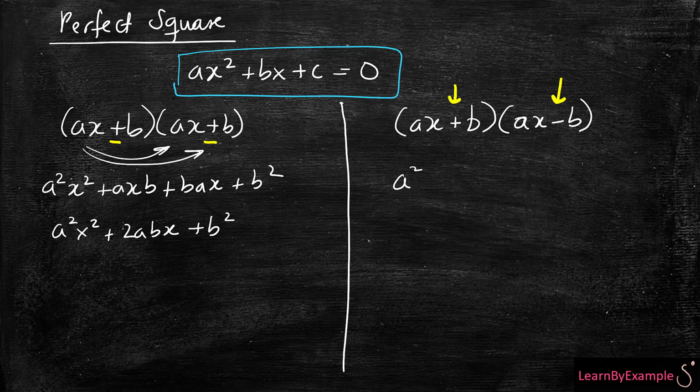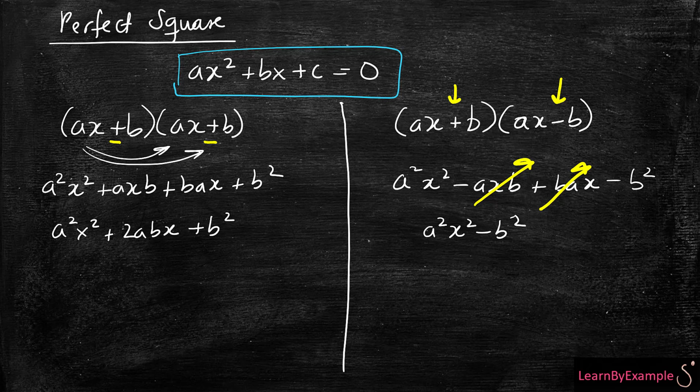So you're going to end up in this case with ax squared minus axb plus bax minus b squared. Now you'll notice that in this case, these guys cancel out, right? The middle terms. So if you keep going, minus b squared. So notice the difference, right? You have an extra whole middle term here that you don't have here, that's missing, all because we switched our sign convention.